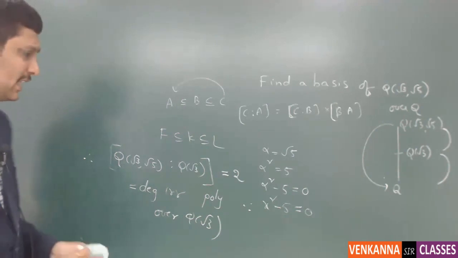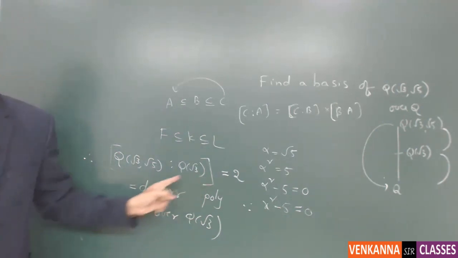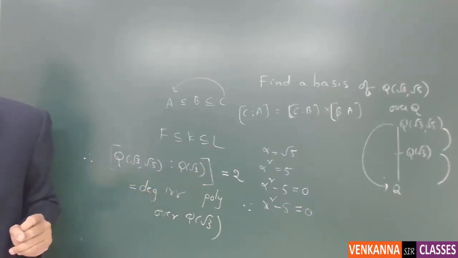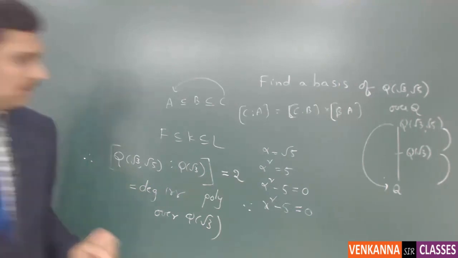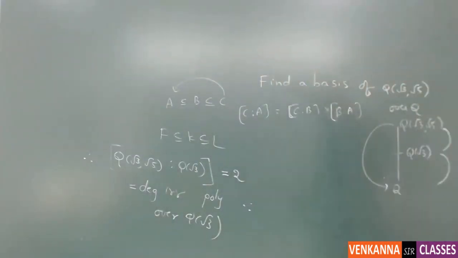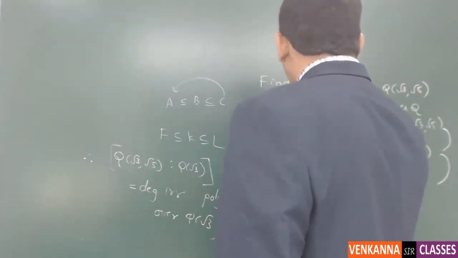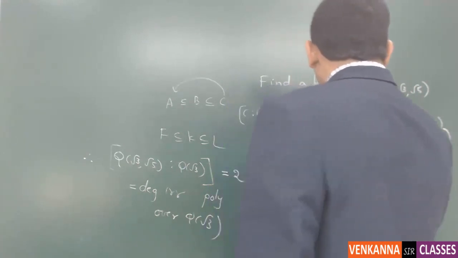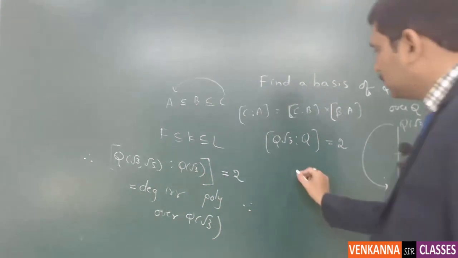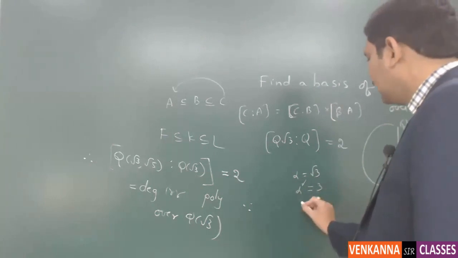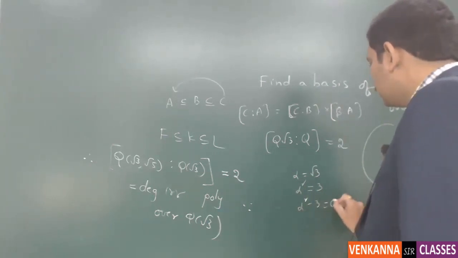Now, let us calculate the other part. Have you noted this? Now we are going to the other thing. So we are calculating Q of root 3 over Q. If you want to know the dimension of Q of root 3 over Q, it is also nothing but 2. Because if you take alpha equal to root 3, squaring on both sides, alpha square equals 3. So alpha square minus 3 equals 0.